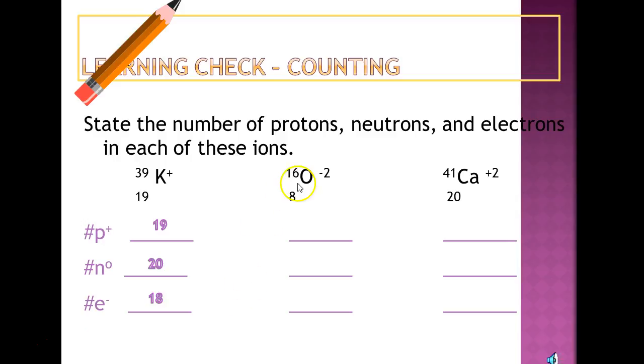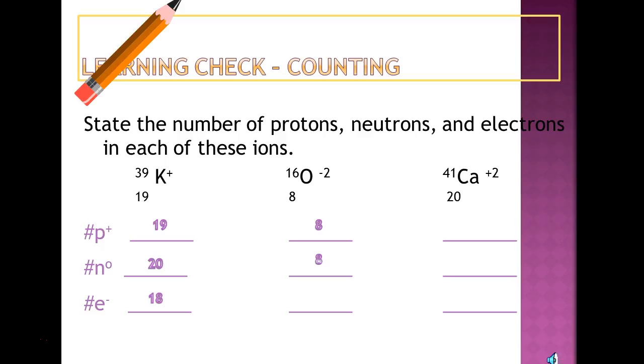Okay, oxygen 16. Mass number 16, atomic number 8, ion symbol -2. The proton number is the same as the atomic number, so in this case, 8. Oxygen will always have 8 protons. This isotope of oxygen has 16 as its mass number. So to find the neutrons, we take the mass number 16 minus the 8 protons.